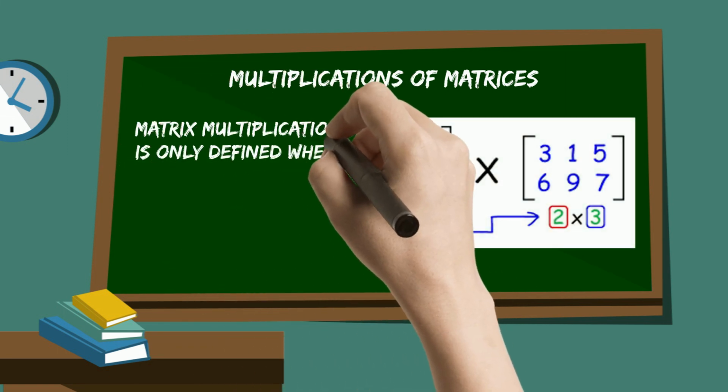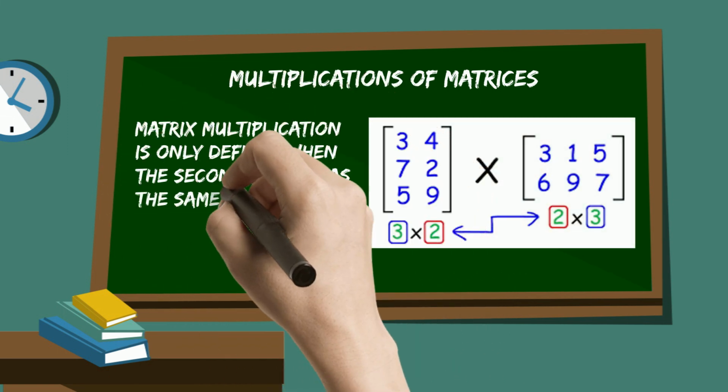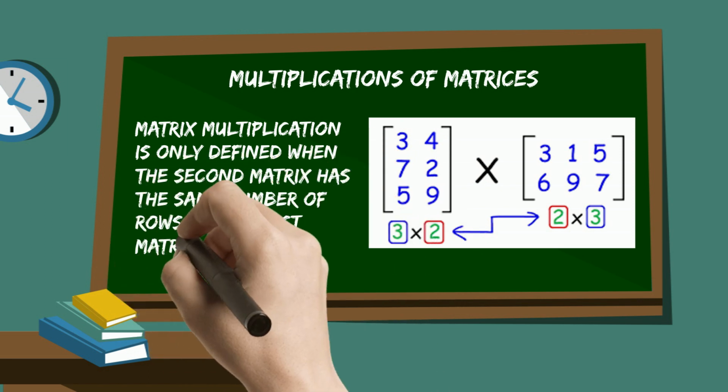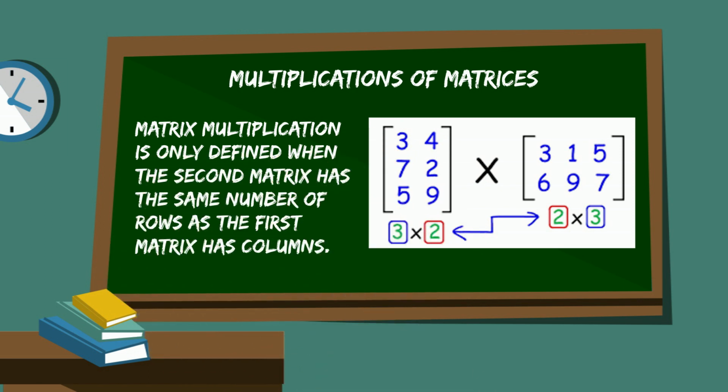Multiplication of matrices. Matrix multiplication is only defined when the second matrix has the same number of rows as the first matrix has columns. The resulting matrix has the same number of rows as the first matrix and the same number of columns as the second matrix.